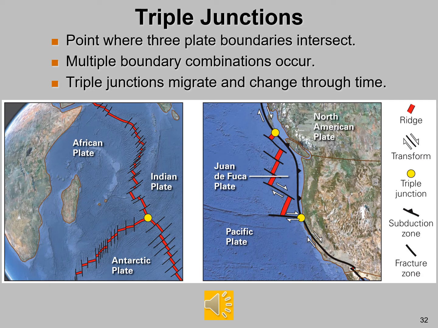Geologists refer to a point where three plate boundaries intersect as a triple junction. We name triple junctions after the type of boundaries that intersect at them. For example, the triple junction formed where the southwest Indian Ocean ridge intersects two arms of the mid-Indian Ocean ridge is a ridge-ridge-ridge triple junction, the figure on the left. And the triple junction north of San Francisco is a trench transform triple junction, the figure on the right.